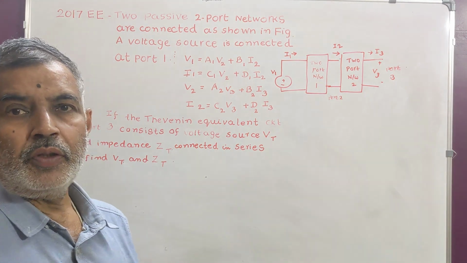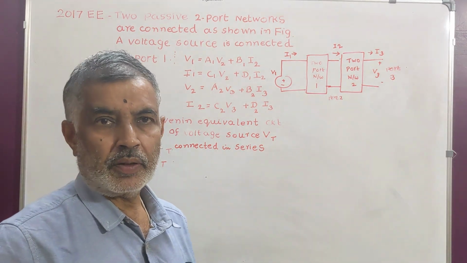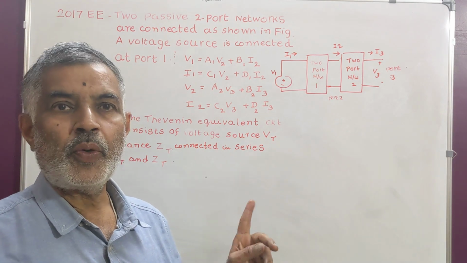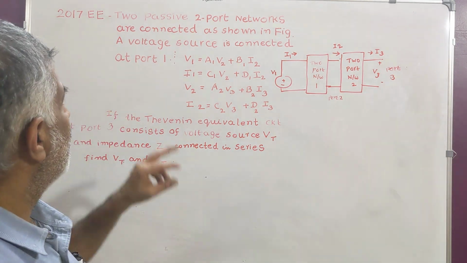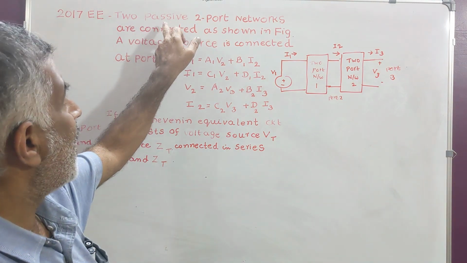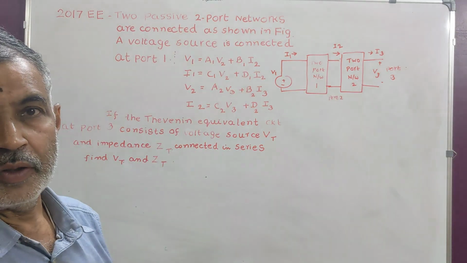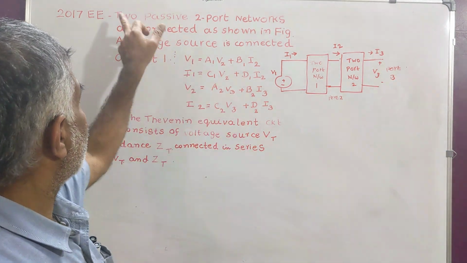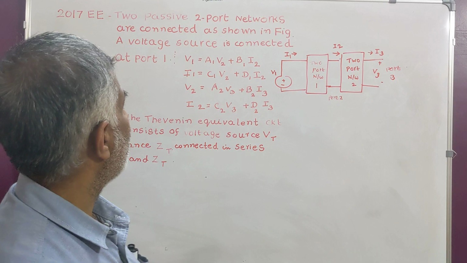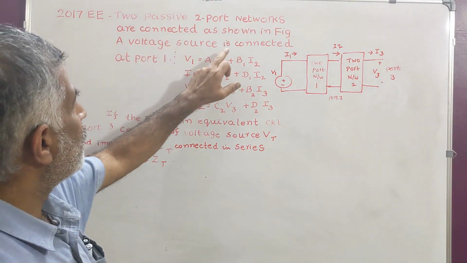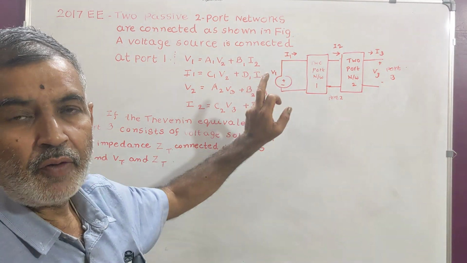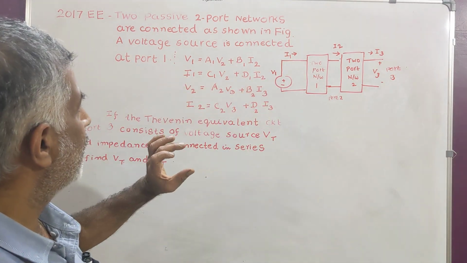Now, to continue with the 2017 EE paper, the next question is on two-port networks. Two passive two-port networks, two in number, are connected as shown in figure. A voltage source is connected at port 1. This is port 1. A voltage source V1 is connected.